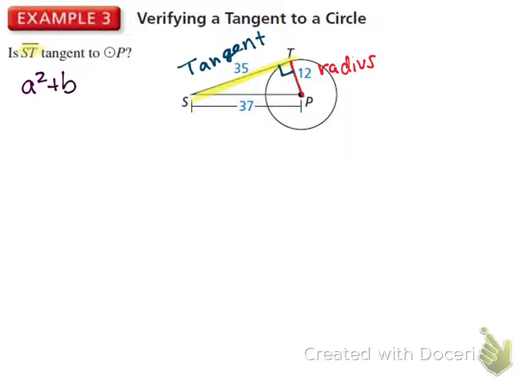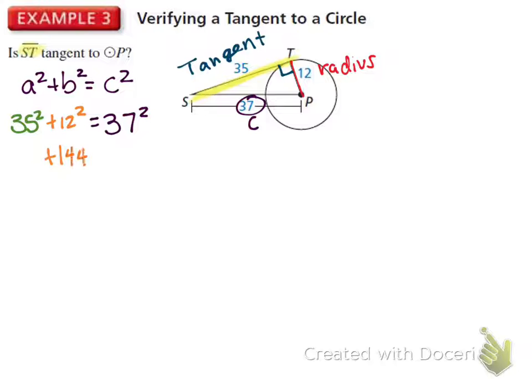So a squared plus b squared equals c squared. If they equal, what kind of triangle is it? A right triangle, which means there's a right angle there. If they do not equal, then it's not tangent. So which of these is going to be C? 37. So this is C. And then 35 squared and 12 squared. We all know 12 squared is 144. What is 35 squared? Perfect, 1225. And then what is 37 squared? 1369? Yeah. Perfect.